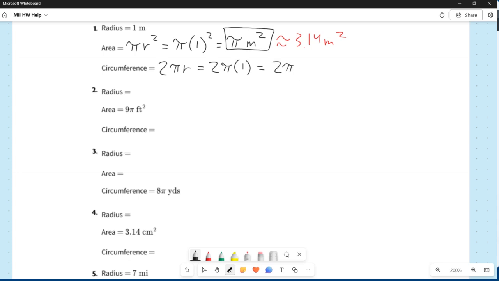And again, we're talking about meters here, and circumference is a one-dimensional unit of measurement. So even though the circle itself is 2 dimensions, the circumference is a one-dimensional unit of measurement because it's the distance around the circle, and distance is 1 dimension, not 2. So therefore, our units here are going to be simply meters, and so that is our answer. If you did plug in for pi, you would get approximately 6.28 meters.